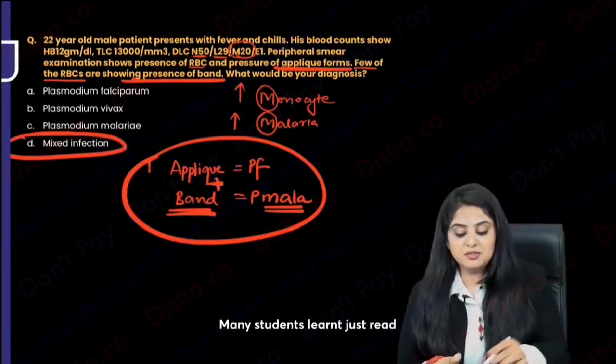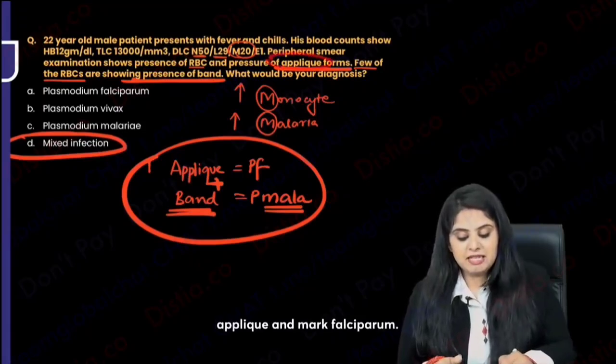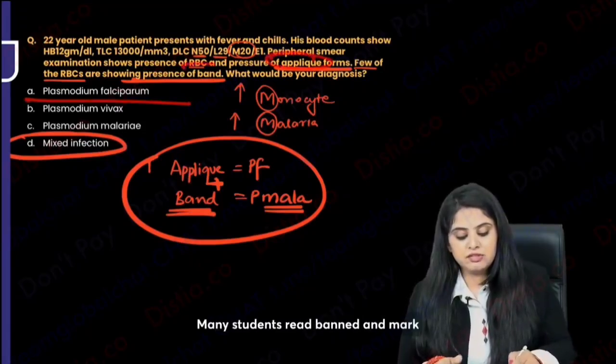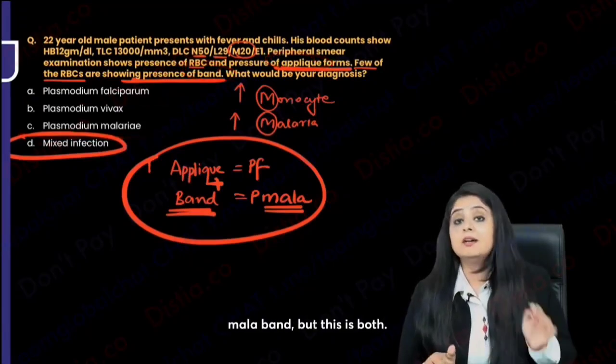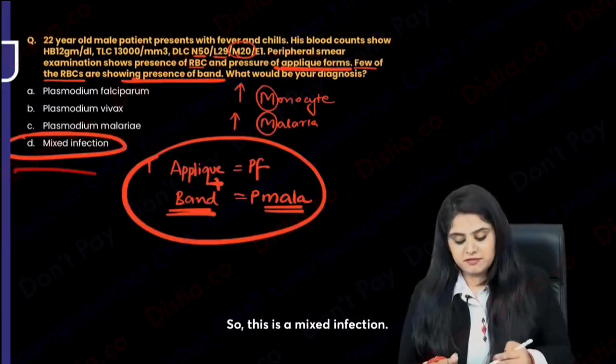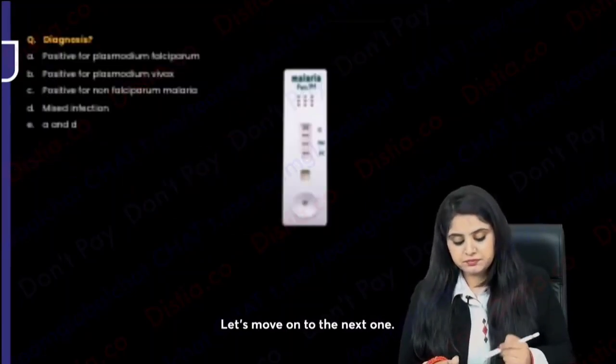Don't be in a hurry. Many students read applique and marked falciparum. Many students read band and marked Mala band, but this is both. So this is a mixed infection. Let's move on to the next one.